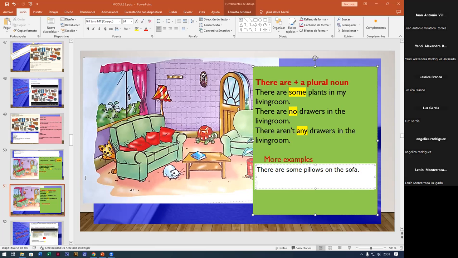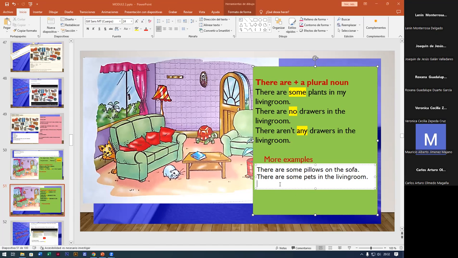Let's see another case. Jonathan, give us another example, please. Give us affirmative. Para decir mascota, por ejemplo. Pets. Mascota. Ah, okay. Entonces, there are some pets in the living room. Excellent. That's good. There are some pets in the living room. That's great that we have the affirmative manner.